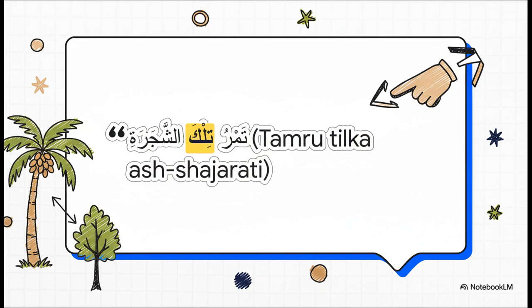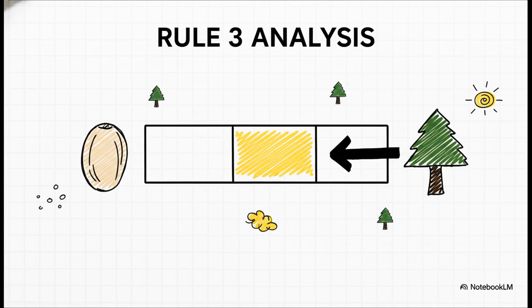Tamru tilka ash-shajarati. The base phrase without the pronoun is tamru ash-shajarati, which means the date of the tree. This time, the pronoun is tilka, a word for that. So take a look. Where is it? You got it. It's right there in the middle, between the date and the tree.